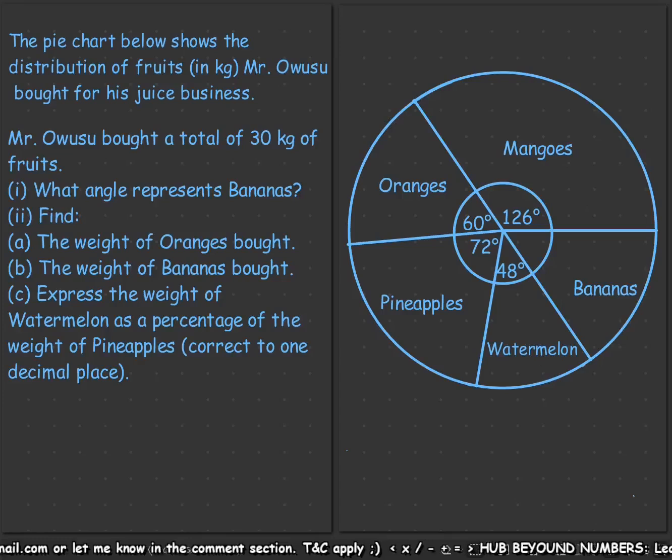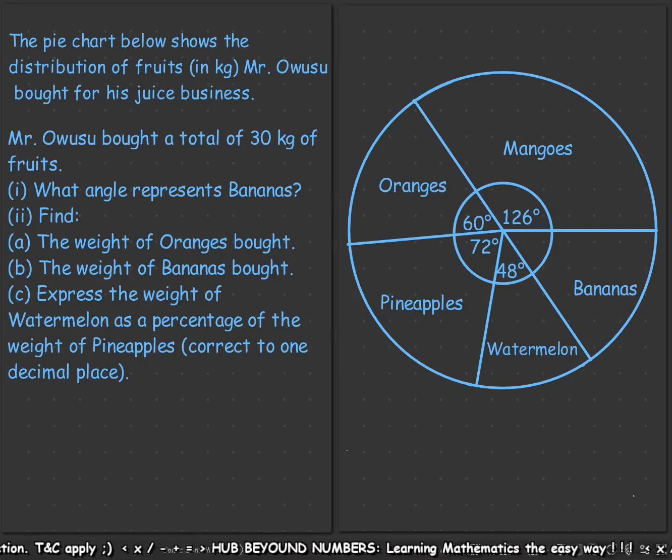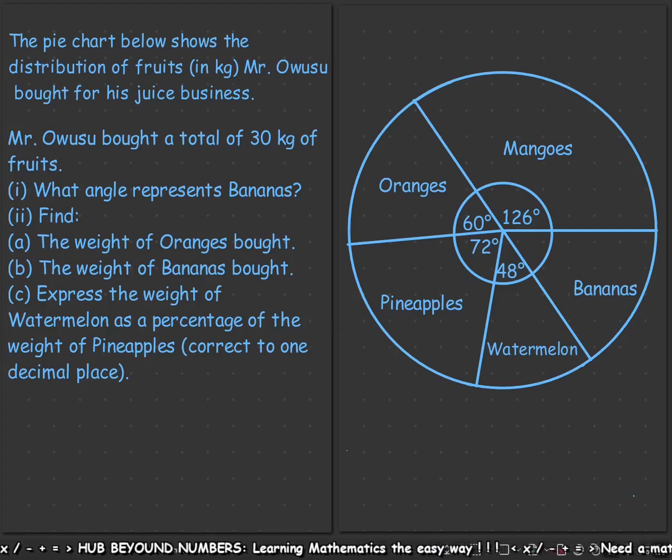So here you are. The question says the pie chart below shows the distribution of fruits, also in kilogram, Mr. Also bought for his juice business, right? So as you can see, it just follows the same format as the 5A question. Now this is your pie chart. You have to find I and then all of this, right? So if you just look at what we did in the previous one, I do hope you'll be able to apply that same idea over here to solve the question.